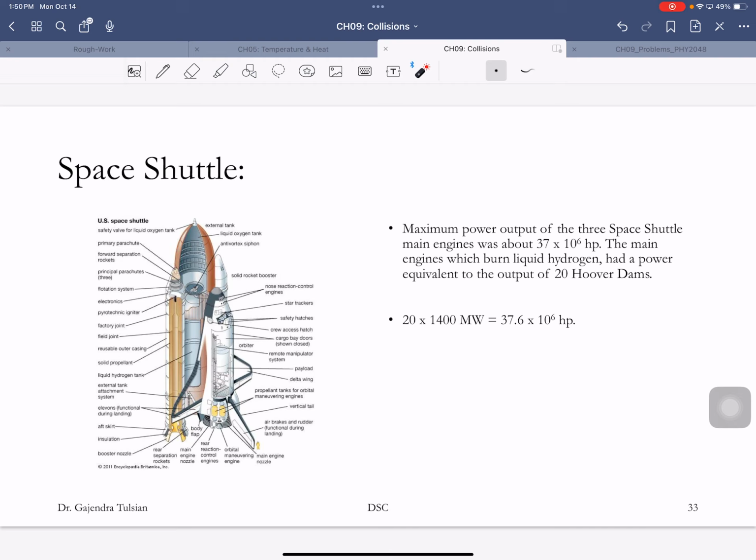So the shuttle only had 100,000 times the horsepower of your car did.